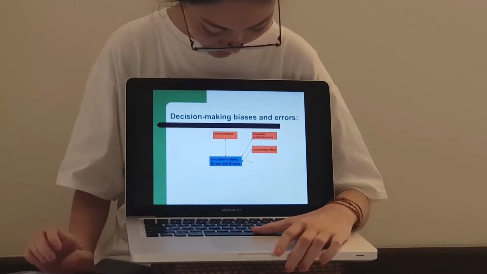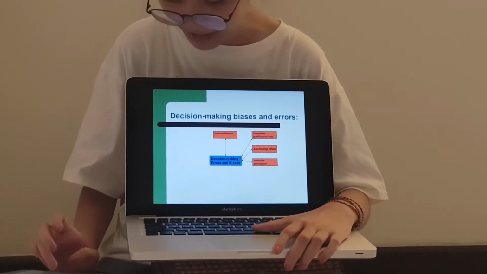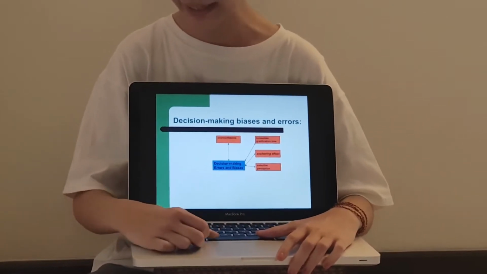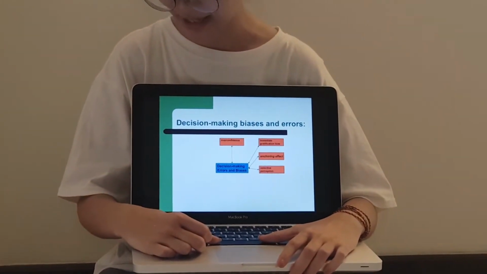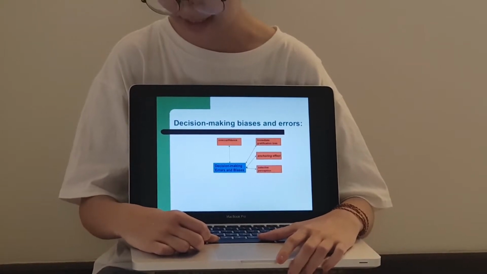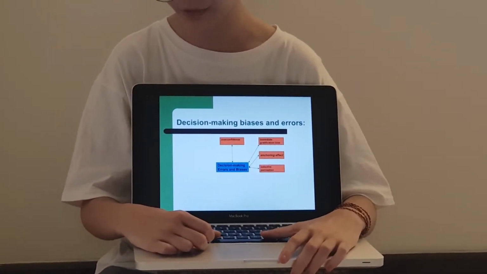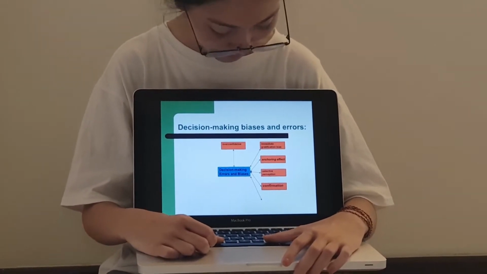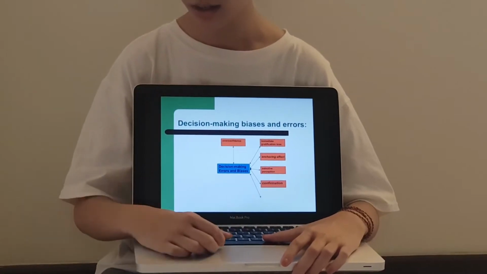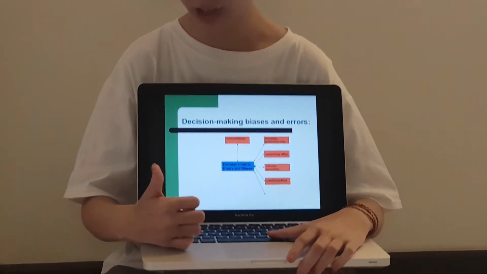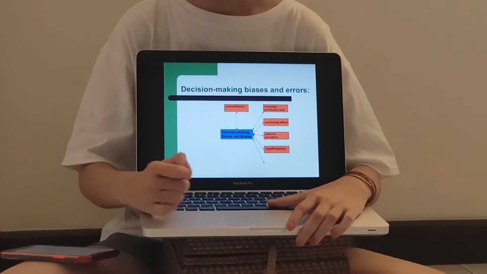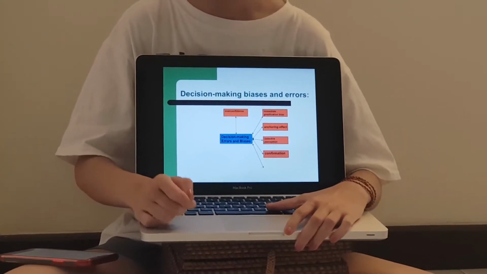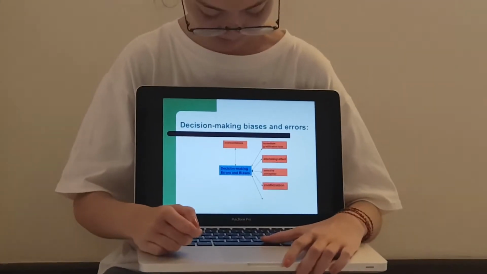The next one is selective perception, which occurs when decision makers selectively organize and interpret events based on their biased perceptions. The next one is confirmation bias, when decision makers seek out information that reaffirms their past choices and discount info that contradicts past judgments.